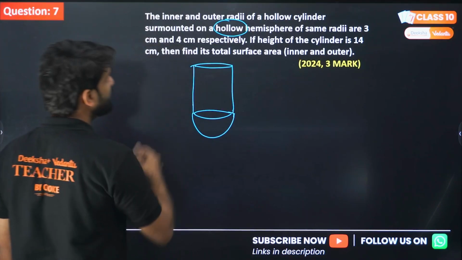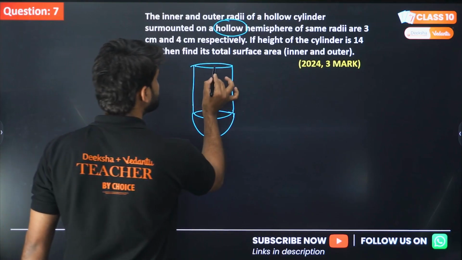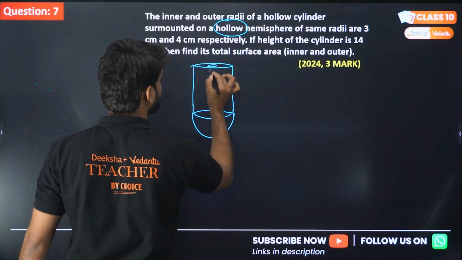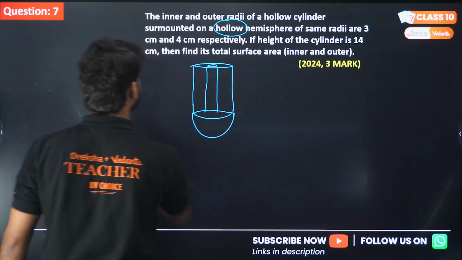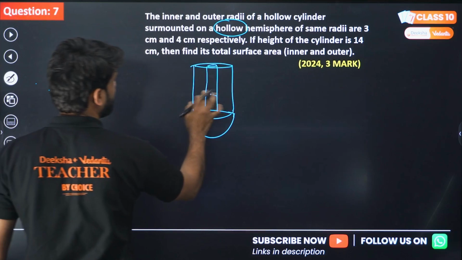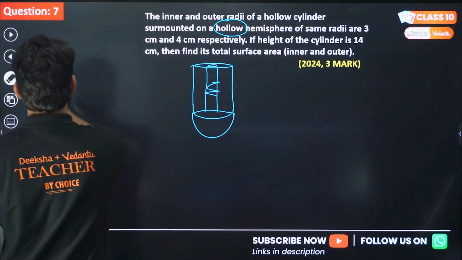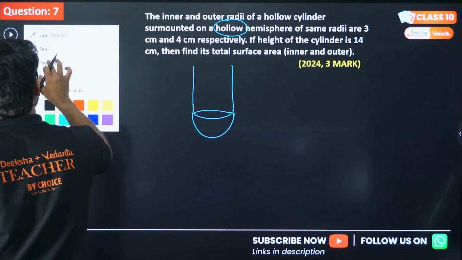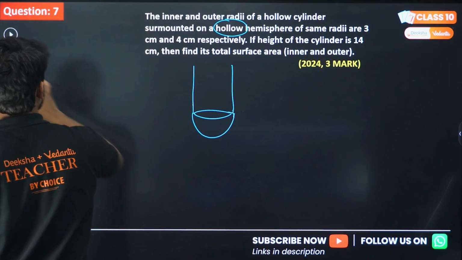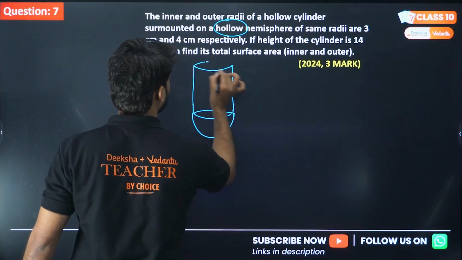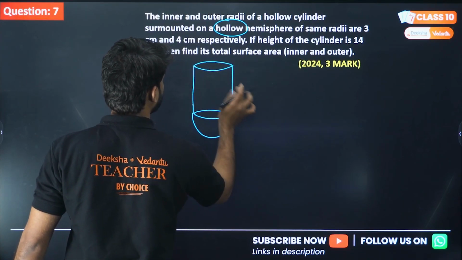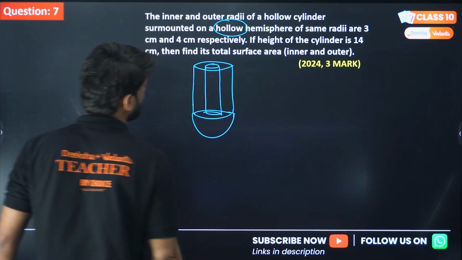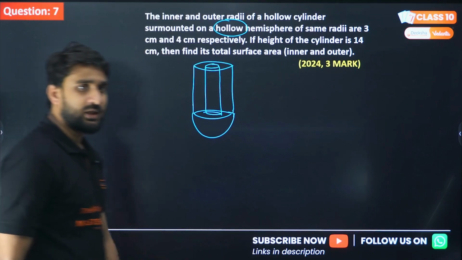Now, as you know, the term hollow is here, which means this cylinder is hollow. This way, this is hollow. So the diagram will look like this. Okay, this is hollow. This is the complete diagram here. I hope you have understood it.